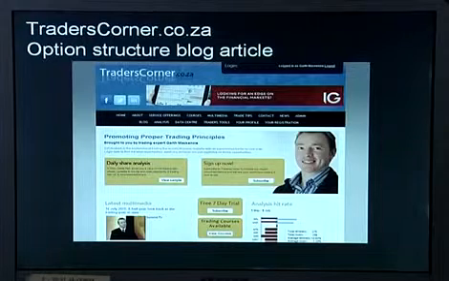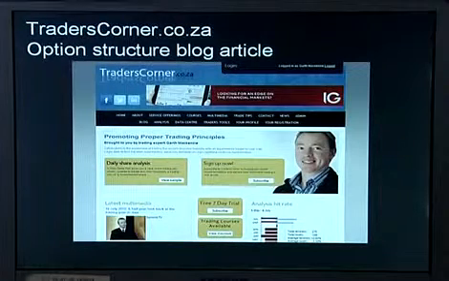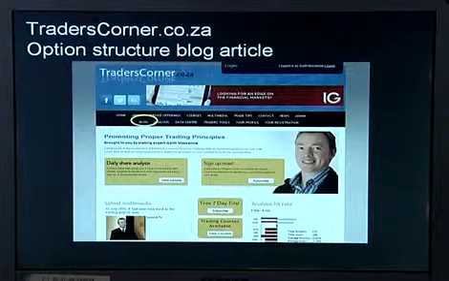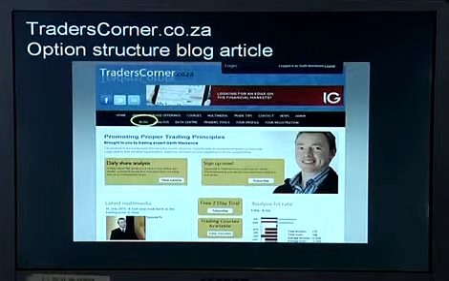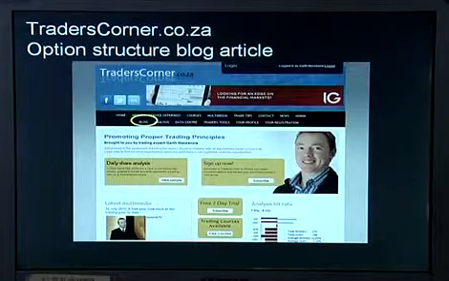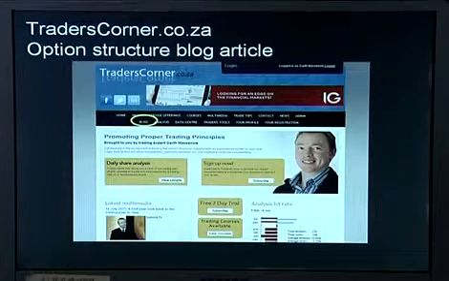So if you go to my website, traderscorner.co.za, you'll see a link to blog on the left-hand side of the page there. If you click on that, you'll then see the article that I've written, which basically details all of the different steps and legs to this option structure that we've explained here today. So viewers can do that.